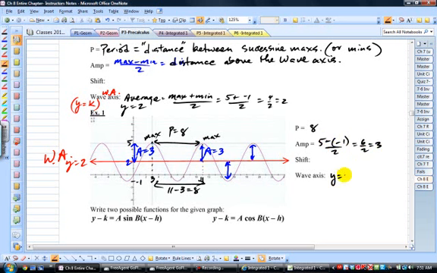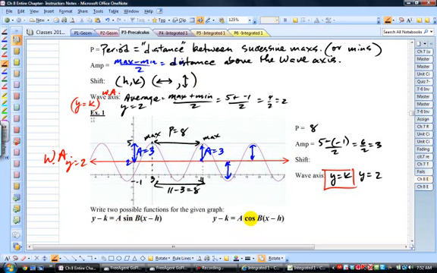The wave axis, in general, is y equals k. I should put that in red. I'll talk about that in a minute. But in this case, it's y equals 2. Now the only other thing we need to figure out is the shift. The shift in general is h comma k. It tells us how many units left and right to go, and then how many units up and down to go. That's the shift, or the translation. So the question is, what's the shift for the sine curve, and what's the shift for the cosine curve? All right, let's talk about that.